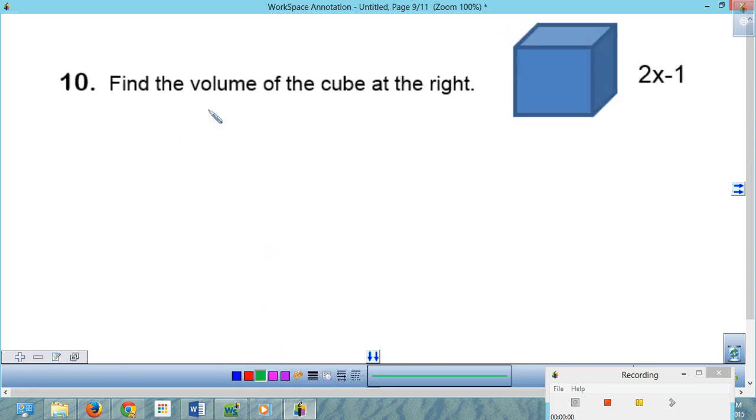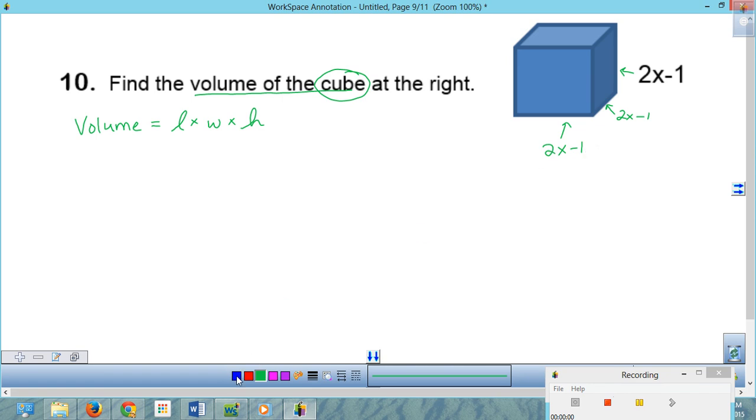Volume, okay? Volume of a cube, or volume of a rectangular cylinder, is length times width times height. And the thing we know about a cube is it's like the 3D square. If this side is 2x minus 1, then this side is 2x minus 1, and so is this side. So all the sides of a cube have the length 2x minus 1.